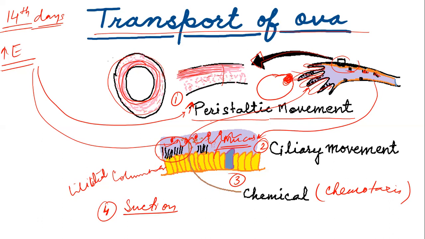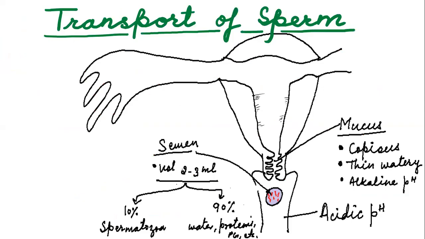So in this manner, the ova reaches the ampullary part of the fallopian tube from the peritoneal cavity. So these are the four mechanisms behind that.